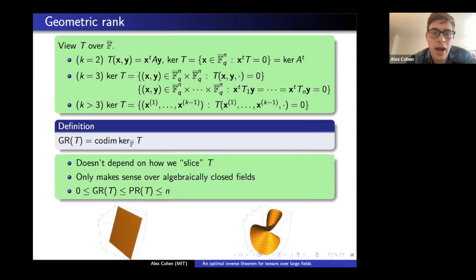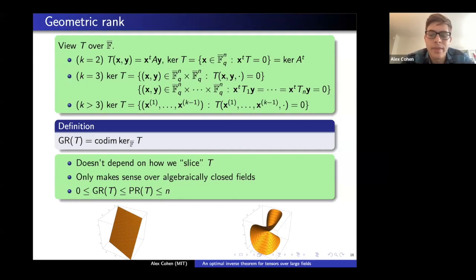So a few comments. Here I've been writing the kernel of the tensor T, but there are really several different kernels we could take, because we could take the first k-1 vectors to be the input and the last vector to correspond to the output, but we could slice it differently and take the last k-1 vectors as the input and the first one as the output. And so we could have k different possible kernels of the tensor T, but it turns out that all of these kernels will have the same codimension, even though they'll be different varieties. So the geometric rank doesn't depend on how we slice the tensor T. It really only makes sense over algebraically closed fields.